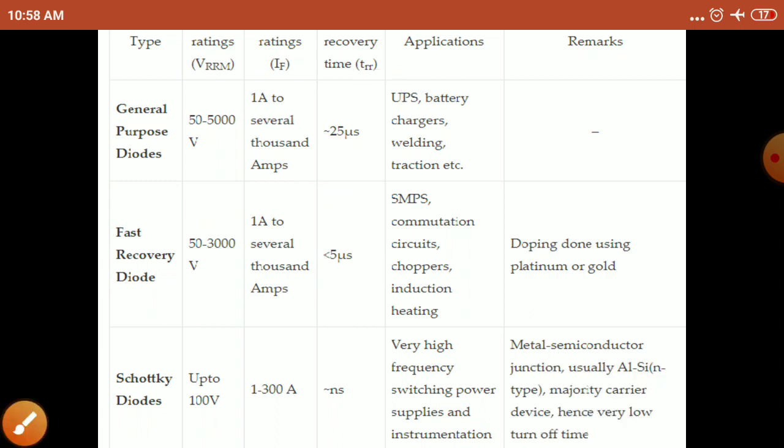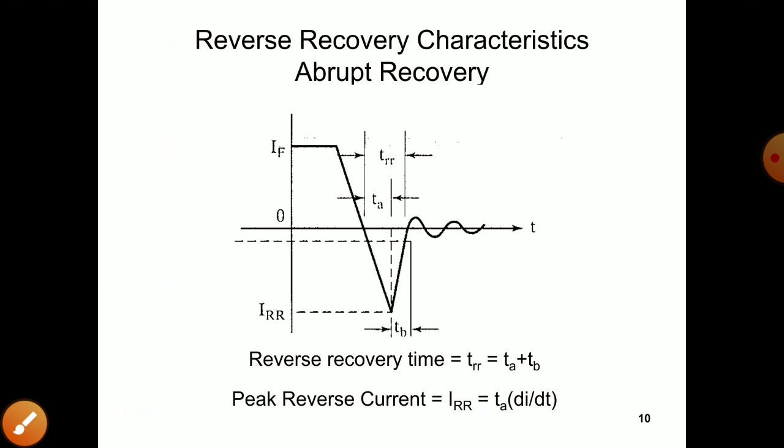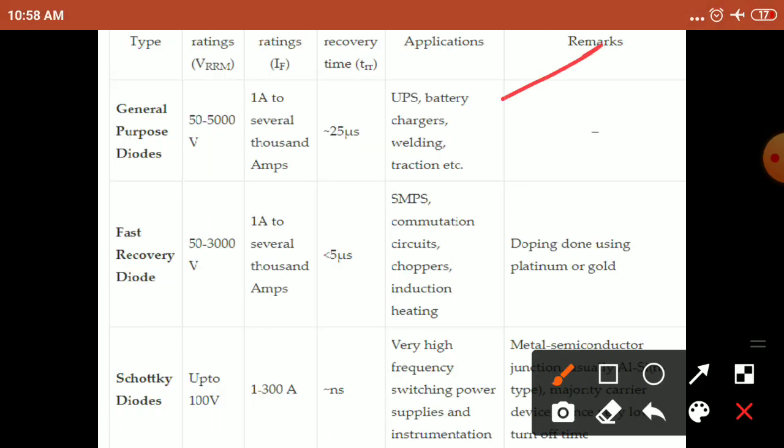So these general purpose diodes are used in UPS batteries, UPS battery chargers, welding machines, and traction motors.